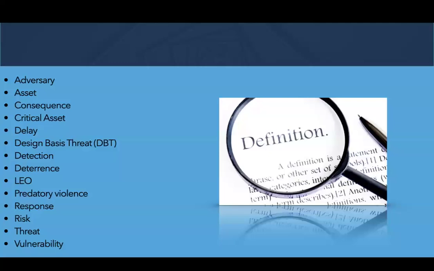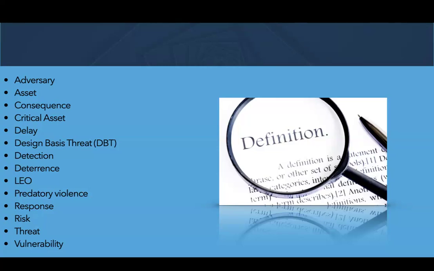So we're going to get into threat classification or threat analysis. I'll get into how we classify threats and what that looks like, especially if you guys are trying to develop a physical security plan. Okay. We'll get into, later on as we get into DBT, I'm going to talk about the different types of adversaries. So there's insiders, outsiders, and I'll tell you the difference between the two.